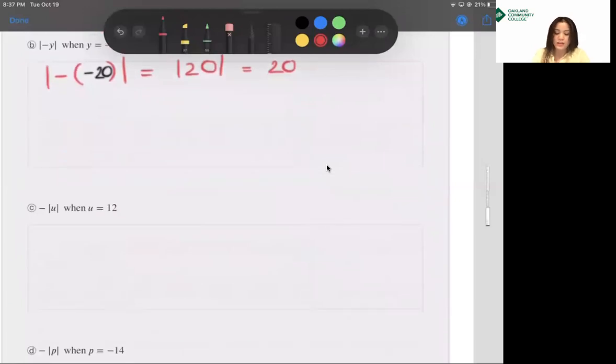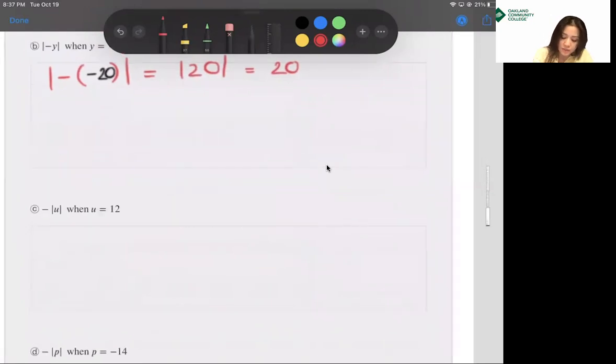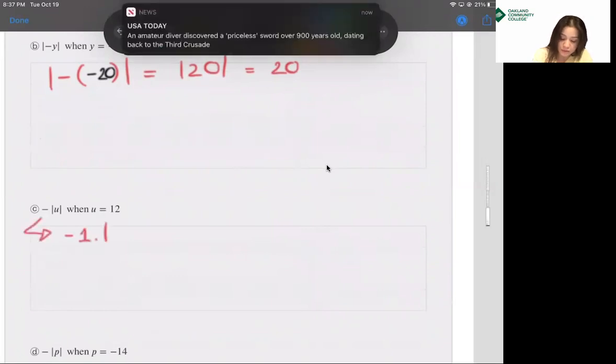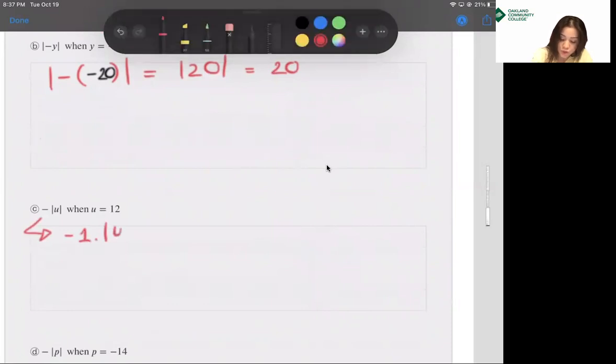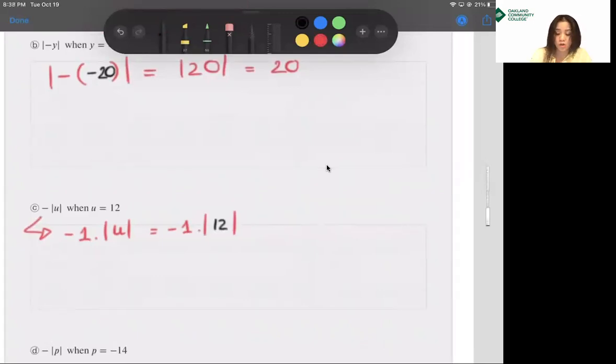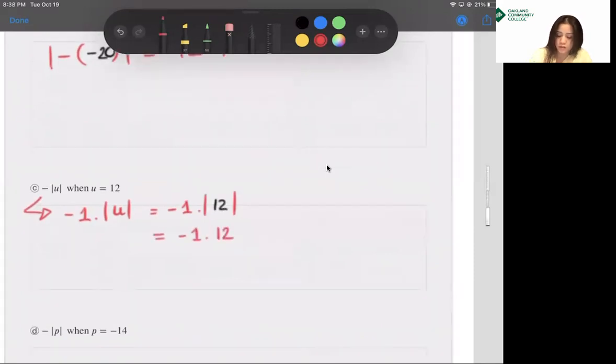Problem C, I have negative absolute value of u when u equals 12. So let me rewrite the negative absolute value of u. This means negative 1 times the absolute value of u. And what is u? u is 12. So just substitute 12 for u. So negative 1 times absolute value of 12. Well, the absolute value of 12 is 12. So this is negative 1 times 12, which is negative 12.